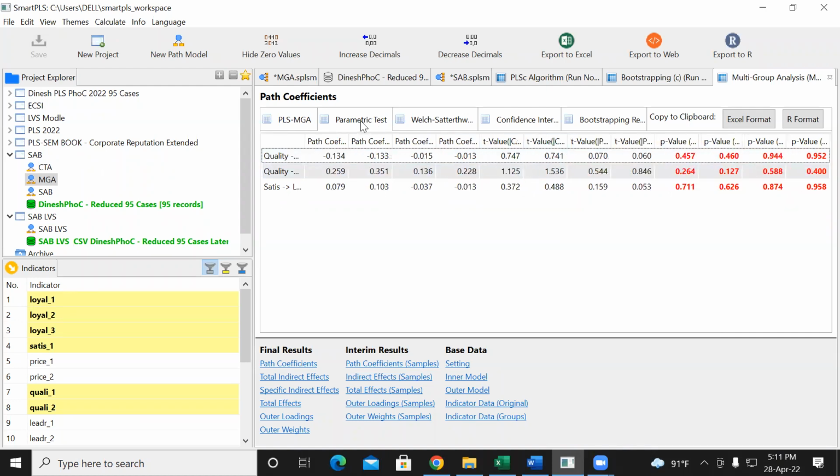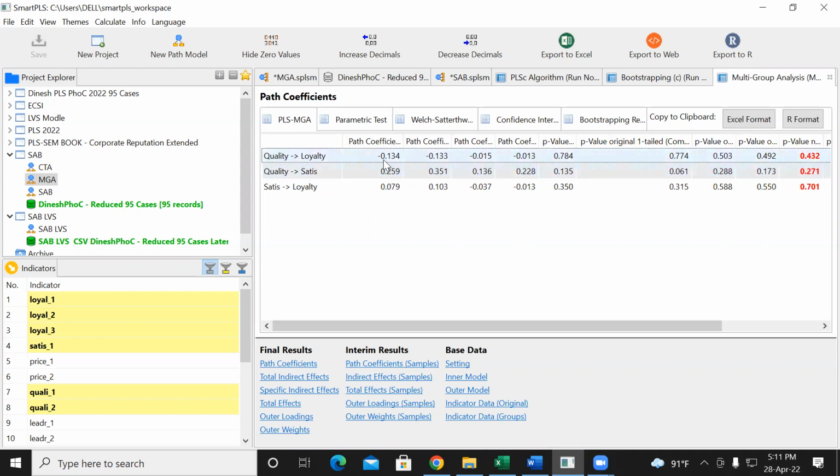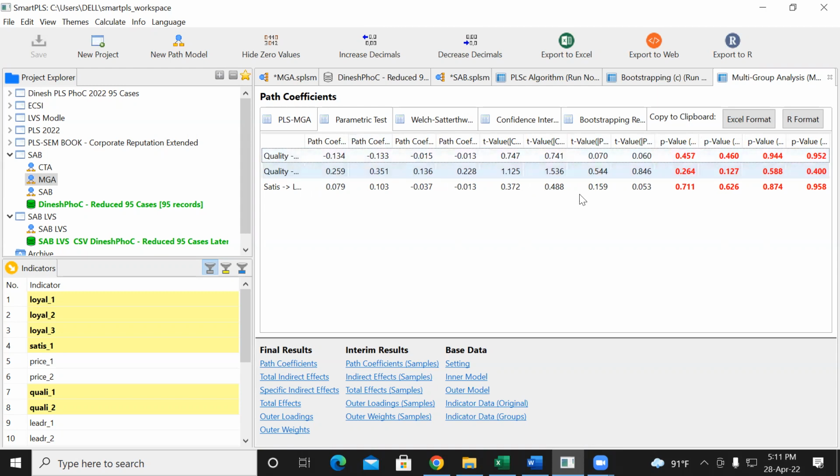Further, you can go to parametric also. In parametric, you can see the same thing, right? Same values you can see. Path difference, minus 134, you can see here. And also p values there for the original sample as well as the bootstrapping sample. And also in bootstrapping here, you can see these are the path values.